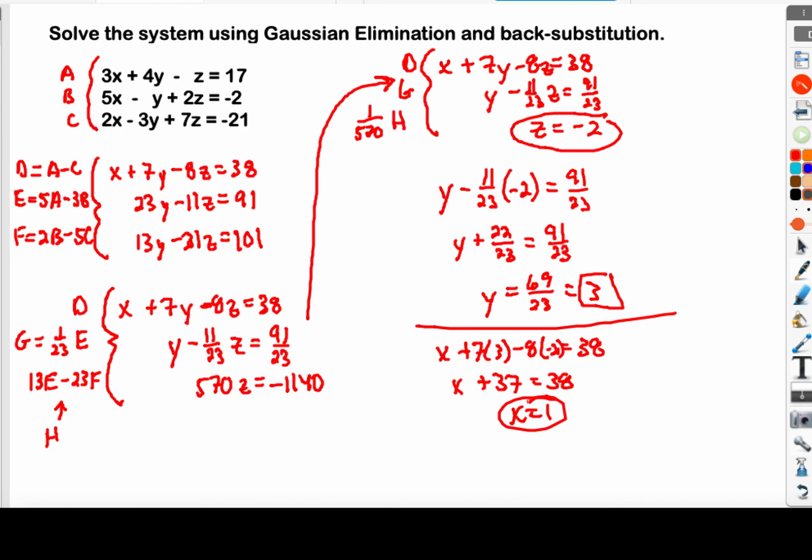A great idea is to always take your answer, plug it back into each one of your equations, and check your answer. That coordinate, 1, 3, negative 2, should make all 3 equations true.